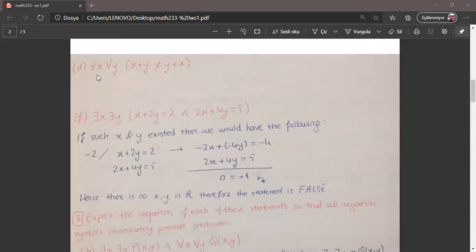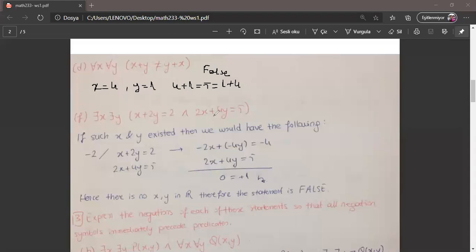So what about D? We see for any x and for any y, for any real numbers x and y, x plus y is not equal to y plus x. So, for example, let's take x equals 4 and y equals 1. What happens then? 4 plus 1 equals 5, which is also 1 plus 4. So we found right here two values which do not satisfy this inequality. Then this statement is false, okay?